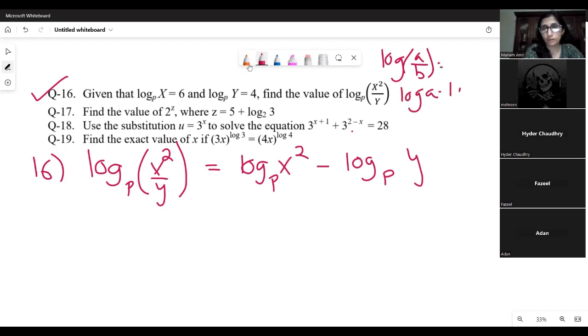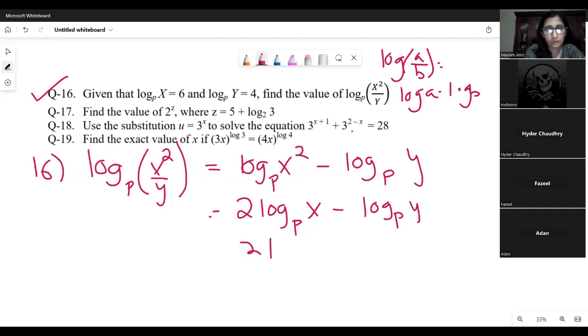We used that property. Next we'll bring the power down. So it's 2 log base p of x minus log base p of y, and now we'll just substitute the values. 2 times 6 minus 4. So the answer is 8. 8 would be the answer. Yes, that is. Okay, that was question 16.